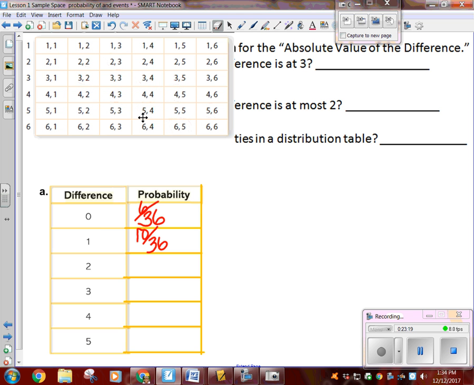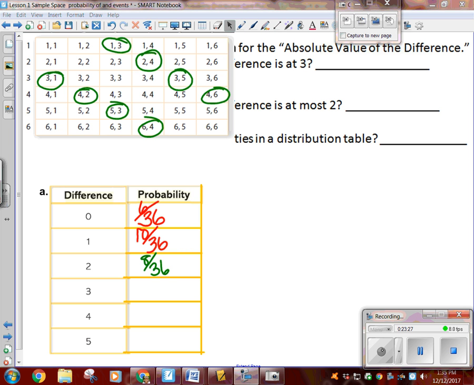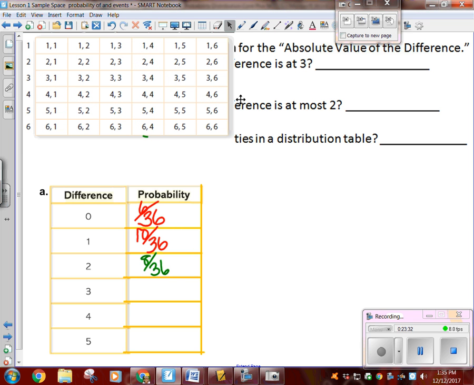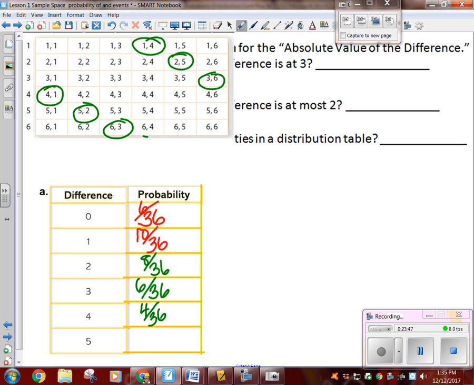Okay. Difference of 2, difference of 3, difference of 4, difference of 5. So difference of 2 was 8 out of 36. I'm going to erase. How about a difference of 3? See, 1 and 4, 2 and 5. So y'all seeing the pattern, right? So how many? 6 out of 36. How about a difference of 4? 4 out of 36 and a difference of 5, 2 out of 36. So we did have a pattern, but it might not have been the pattern we first expected. Okay, can you answer these questions?